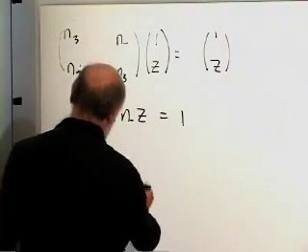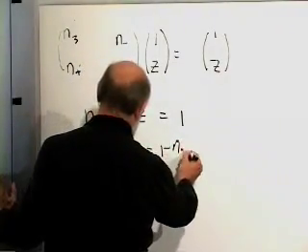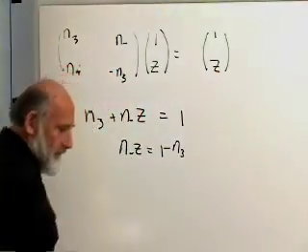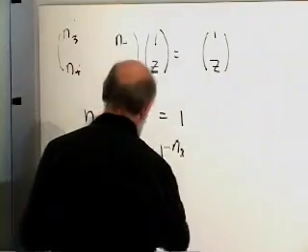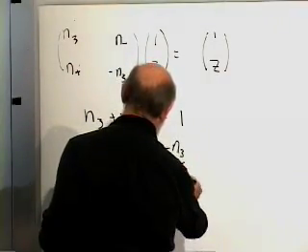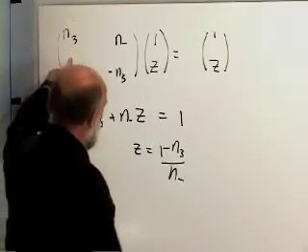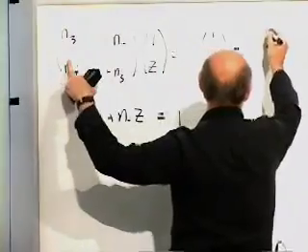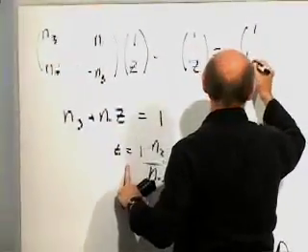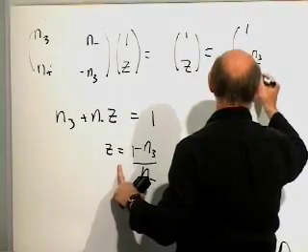We can subtract n3. We get n minus z is equal to 1 minus n3, and then divide by n minus. And we've now found an eigenvector of sigma dot n. And here it is. I'll write it out now. It's equal to 1 minus n3 over n minus.